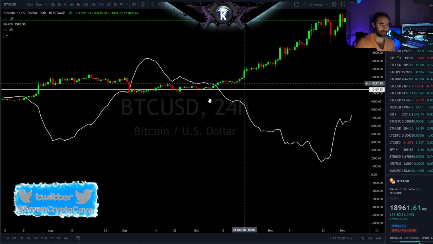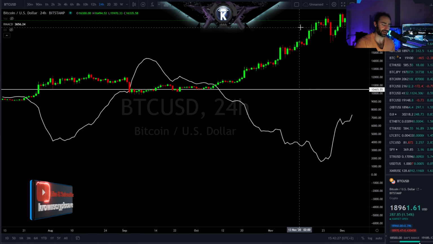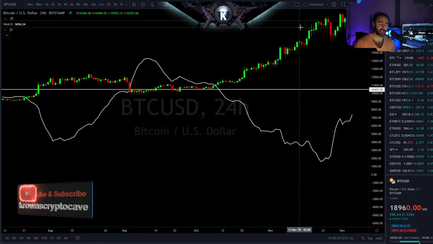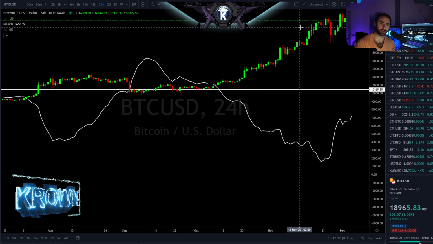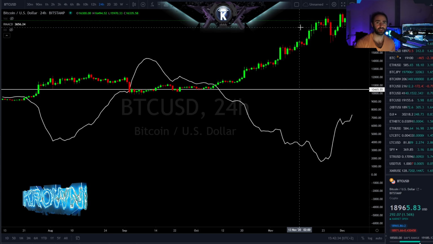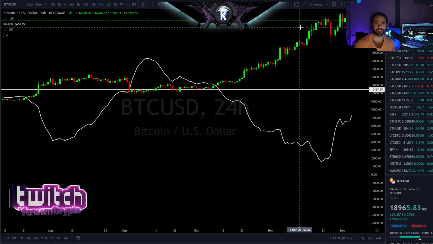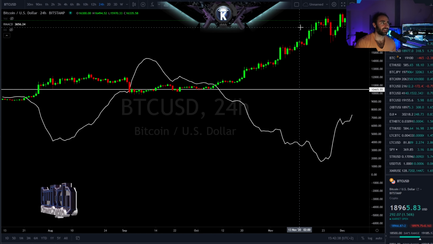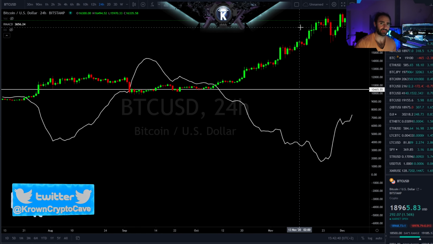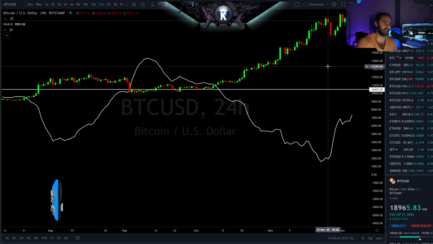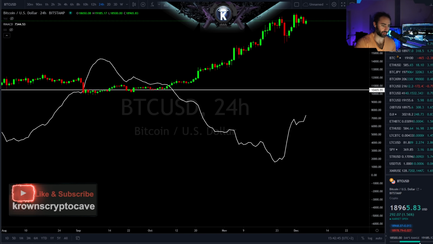And of course, this is a daily, so it does take some time to play out. Patience is required. You can use this on lower timeframes as well. The general rule is that on higher timeframes, signals are going to be more efficacious in general. Lower timeframes are going to have more noise in them a lot of the time. Not always, but I would say that it's a general rule.